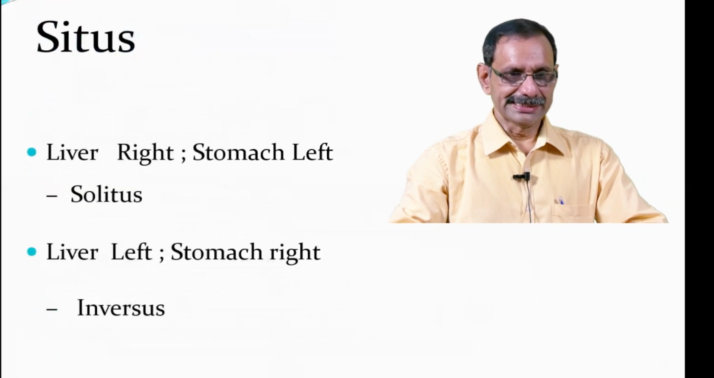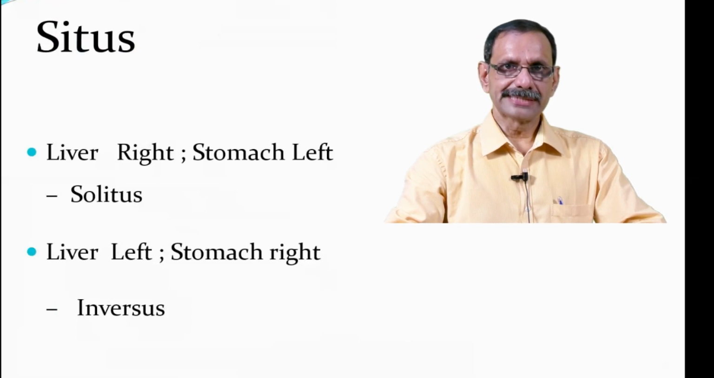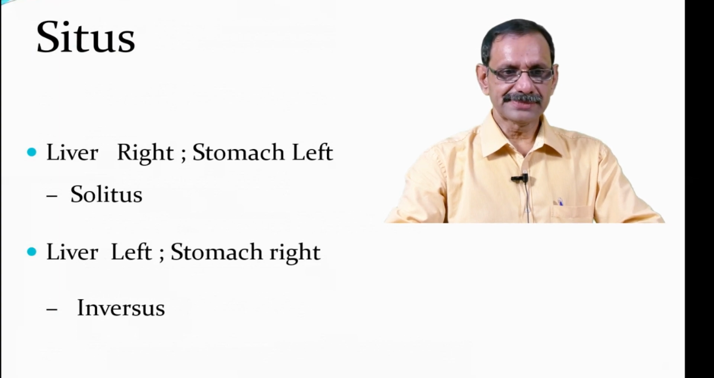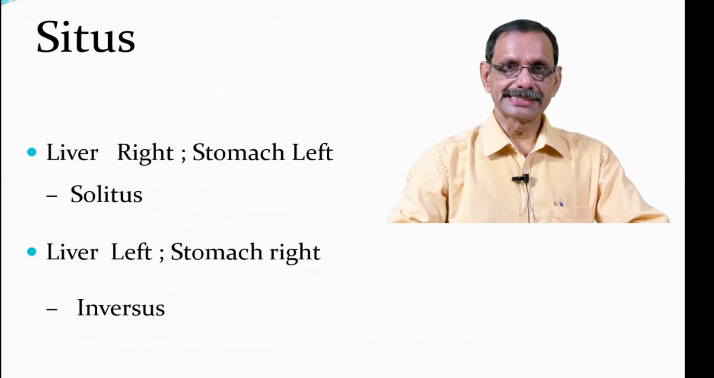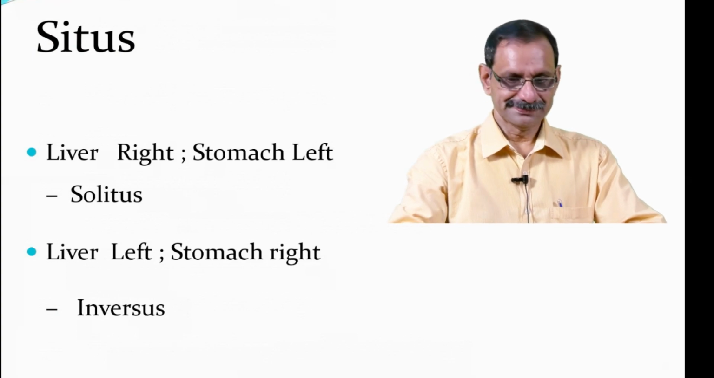Now coming to the situs. Situs depends on the site of the liver. So normal is liver on the right, stomach on the left, that is situs solitus. Suppose the liver is on the left and the stomach is on the right, it is situs inversus. So situs depends on the abdominal viscera, the liver. It is not depending on the heart.